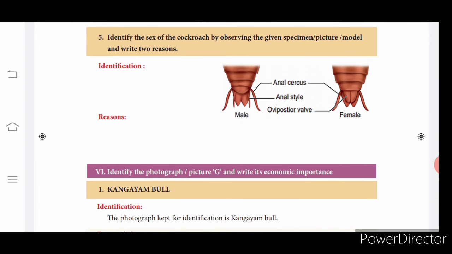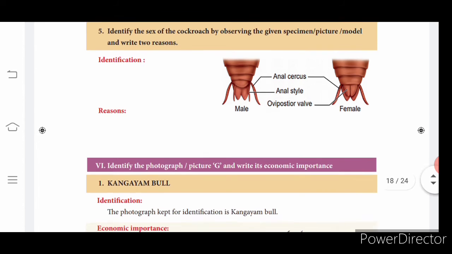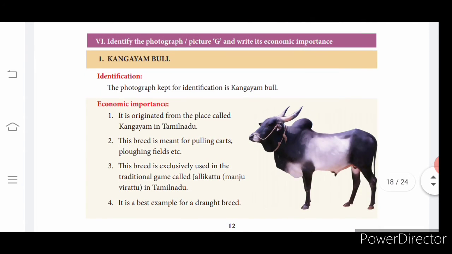Fifth question, identification of sex of cockroach. In this, the reasons are not given; you have to write them from our book. A tabular column for male and female cockroach is given. The same way, you can draw the tabular column and write, and a diagram should be there in your record. The diagram should be drawn.